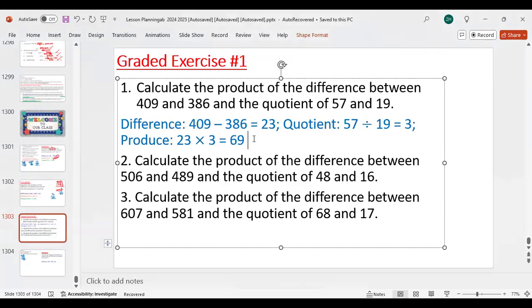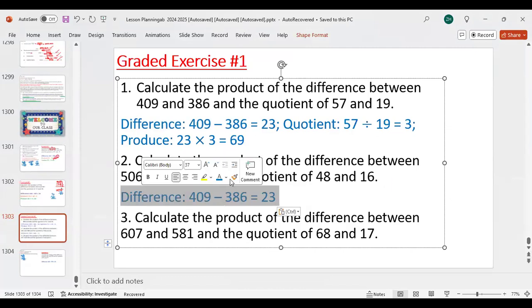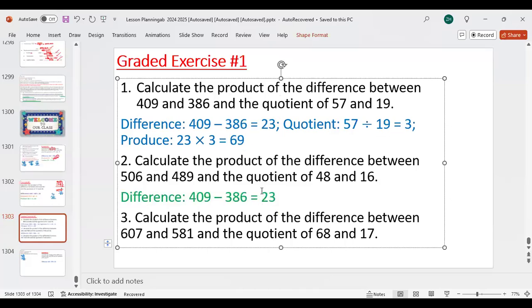Okay. Anyone got 69 for their first one? Let me know if you got that. I did. Excellent. Very good. You got it right. Anyone else got it right besides Antoine? Very good, Antoine.